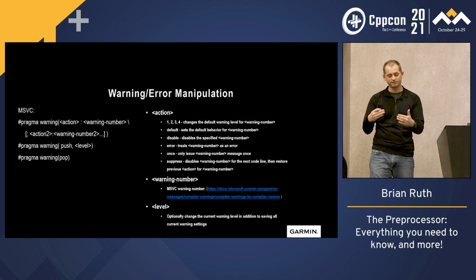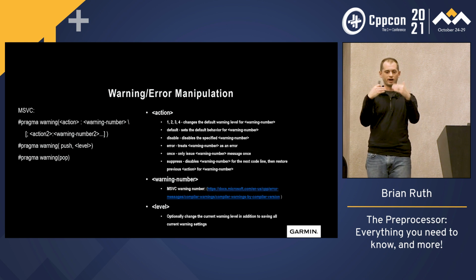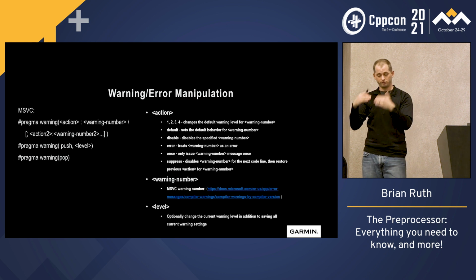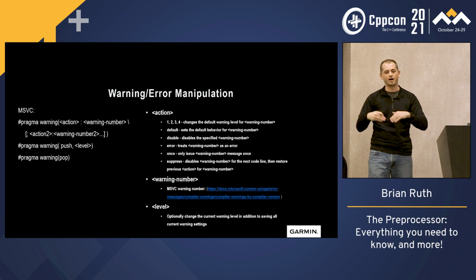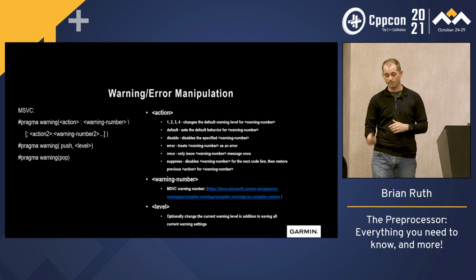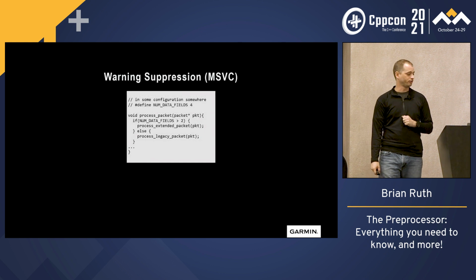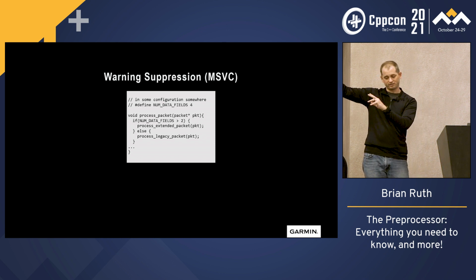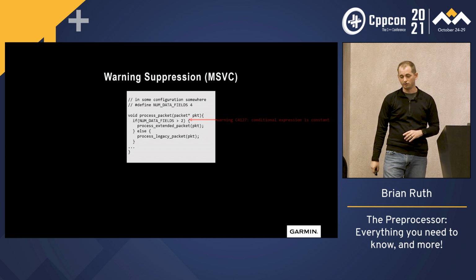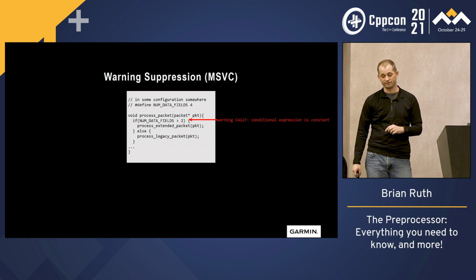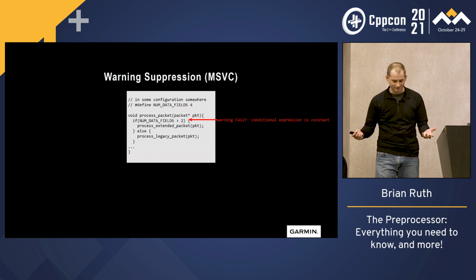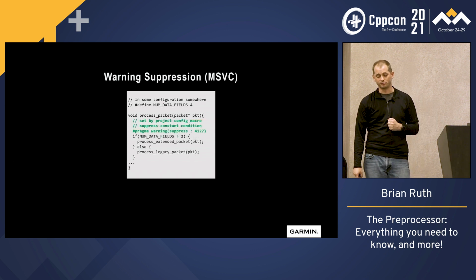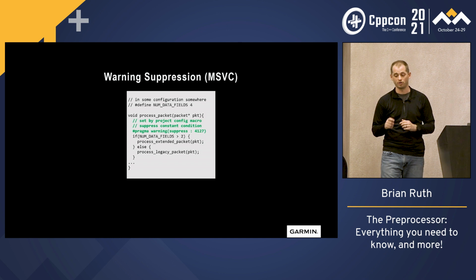So for a particular file, you want to make it so that the file is evaluated as warning level 4, but everything else is warning level 3. You can do a push, do 4, and then do a pop, and it'll restore everything to 3 at a later point. So here's an example where you would use it in MSVC. Here I've got a macro that's defined somewhere else, and you can get this conditional expression as a constant warning. I know it's a warning, I can't change it, so I can put that Pragma warning suppress in there, and you won't get that warning anymore.